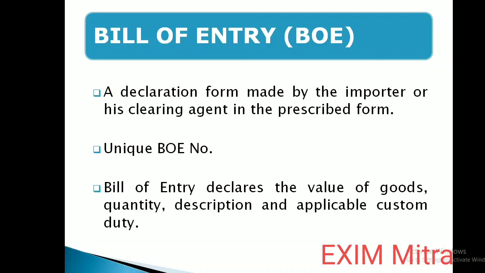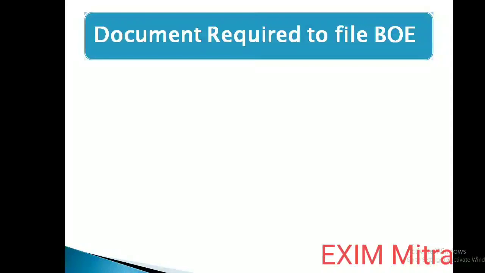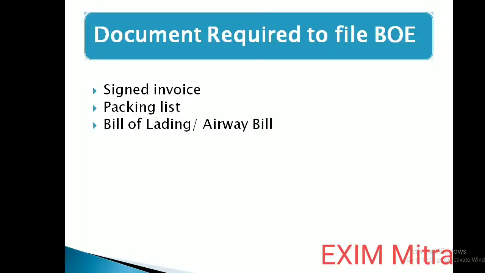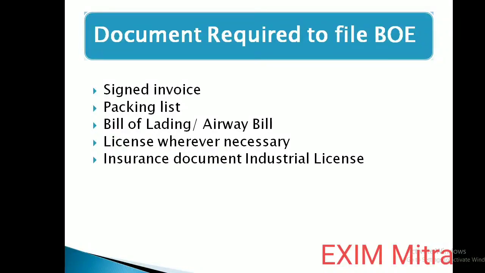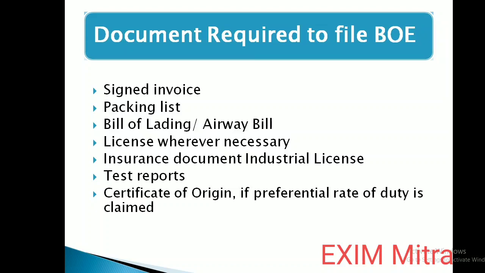Now, what are the documents required to file a bill of entry? These are the following documents which are required. The signed invoice, we need a packing list, we need a bill of lading or airway bill, we need the license if we are availing any concessional duty, we need the insurance document, we need the test report in cases where duty is dependent on a particular test. Mainly it is required in metals where the duty depends on the content of a particular type of element in that metal. And last is the certificate of origin.